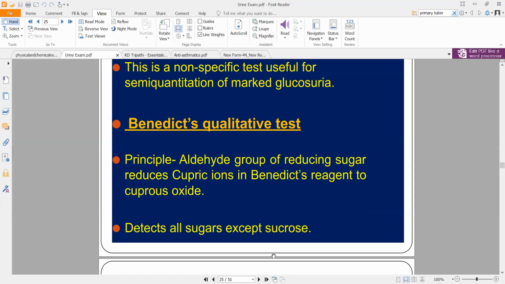So you take Benedict's reagent, which contains sodium citrate, sodium nitrate, and cupric sulfate. That is the principle of the test. The aldehyde group in the reducing sugar reacts. If you remember carbohydrates, on top of a glucose molecule, I'll draw a glucose molecule. One second.